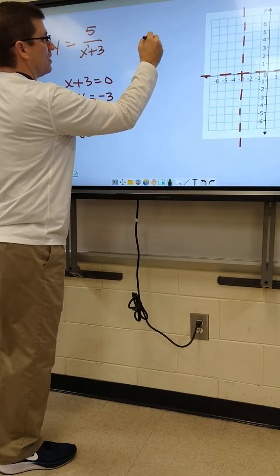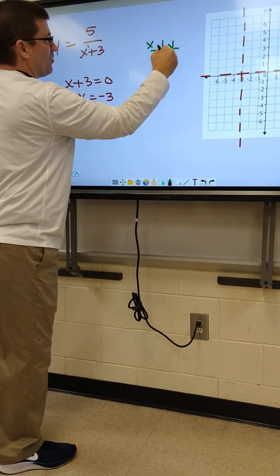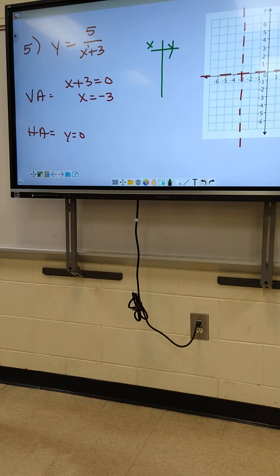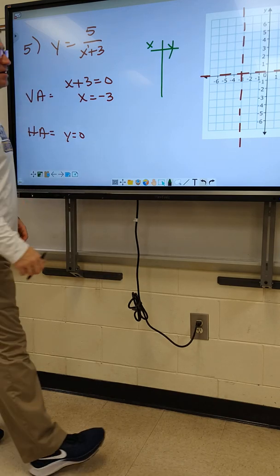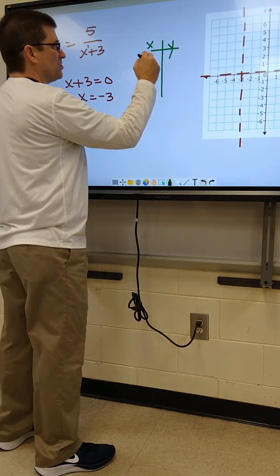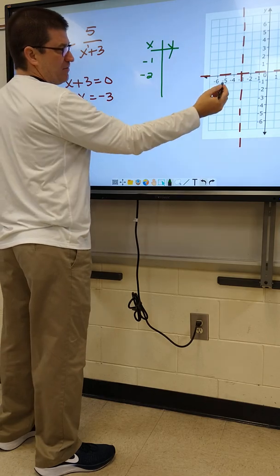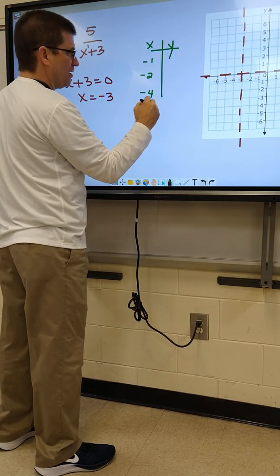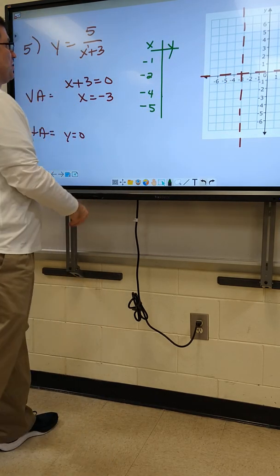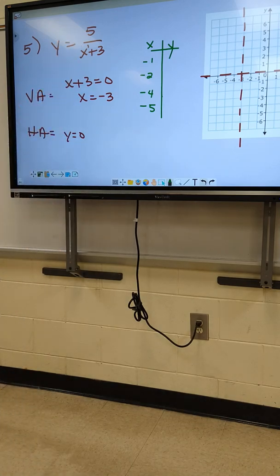Now explain to me, how do I pick my 4 numbers again? 2 on the right, 2 on the left. If I go on the right side, I'm going to plug in -1 and -2. If I go on the left side of that vertical line, I'm going to plug in -4 and -5. All right, you guys plug them in your calculator, find your 4 answers, and we're done with that.